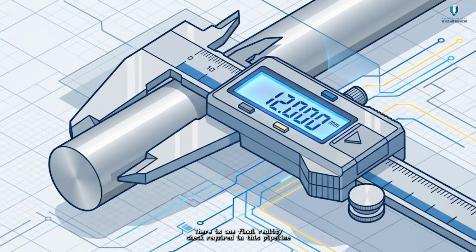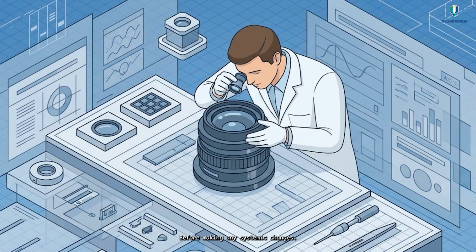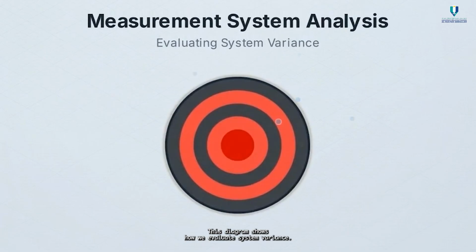There is one final reality check required in this pipeline: measurement system analysis. A multi-million-dollar business decision is only as reliable as the measurements it is based on. Before making any systemic changes, engineers have to audit the testing equipment itself. This diagram shows how we evaluate system variance.